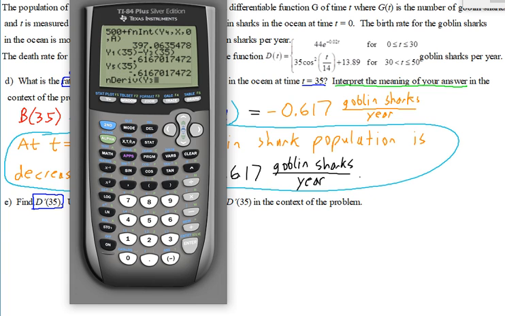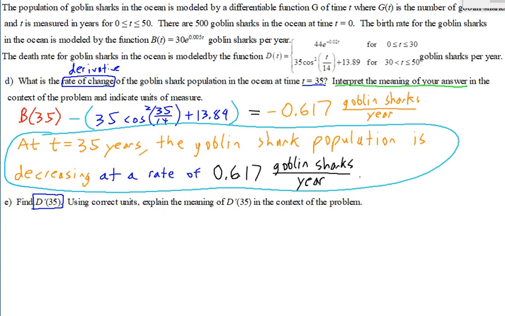And then comma, X is our variable. And here, unlike the integral, we're only plugging in one number, 35. There's not a lower and upper limit. And this will tell us the derivative specifically at 35 is 2.397. So we get D prime of 35 is 2.397. And remember, D of t was already in Goblin Sharks per year.